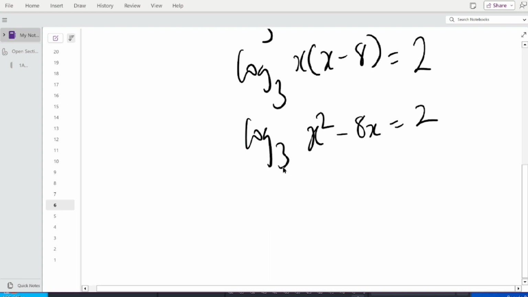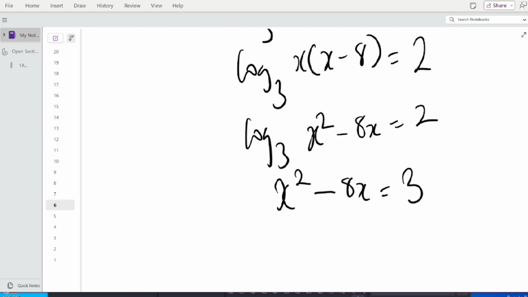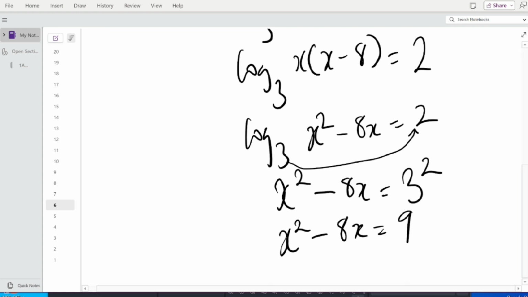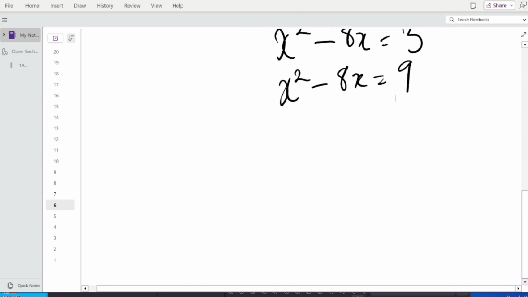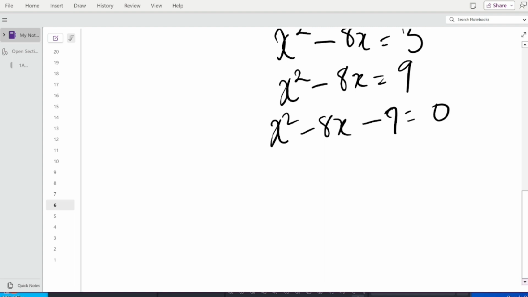There's a rule in log that says if you want to remove the log, the base of the log will now move through the equal sign and push this whole number to become a power. So you have x squared minus 8x equals 3 to the power of 2. So this 3 comes and pushes this 2 to a power. So you have x squared minus 8x equals 3 squared, which is 9. This is turning into a quadratic equation. So you have x squared minus 8x minus 9 equals 0. From log, we're getting a quadratic equation.